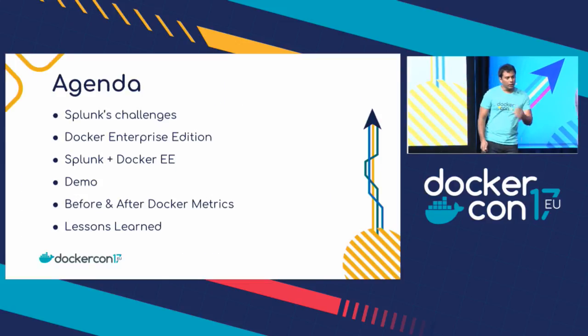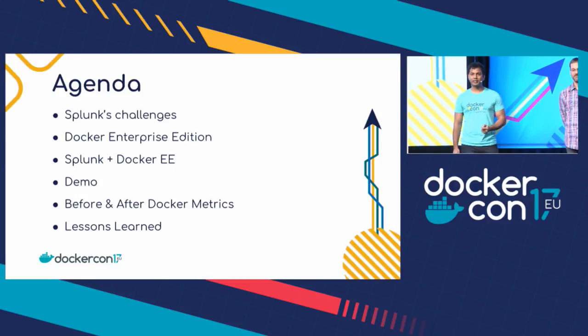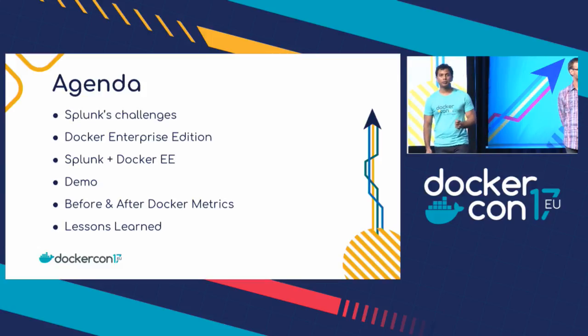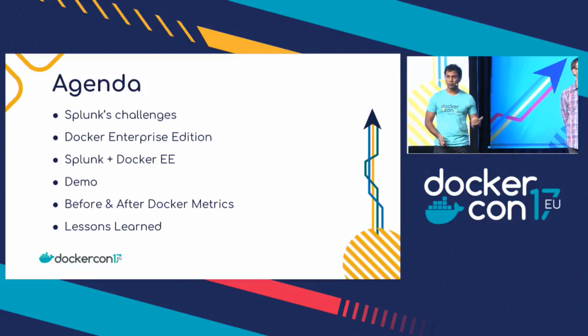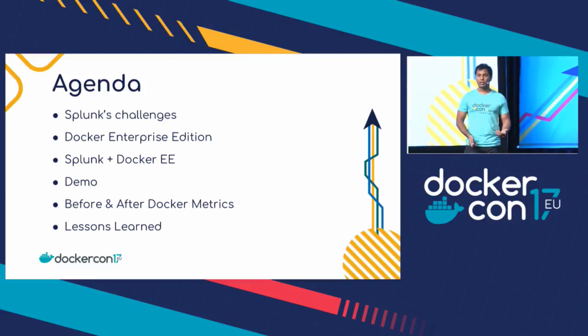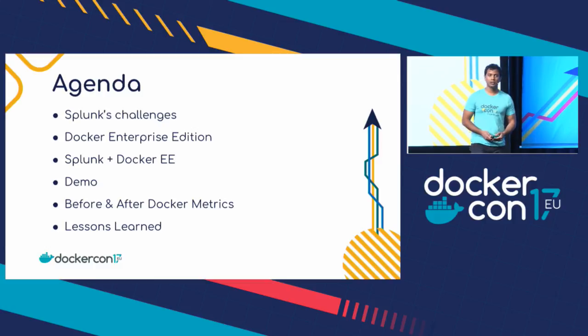So what are we walking through today? We're going to start off with Splunk's challenges. What was the problem Splunk was trying to solve inside the company? And then we're going to talk about why they looked into Docker to solve that problem. Then we're going to talk about the commercial solution from Docker Inc., which is Docker Enterprise Edition. That's the solution that Mike and his team are using inside Splunk. So we're going to talk about how Splunk and Docker EE work together.